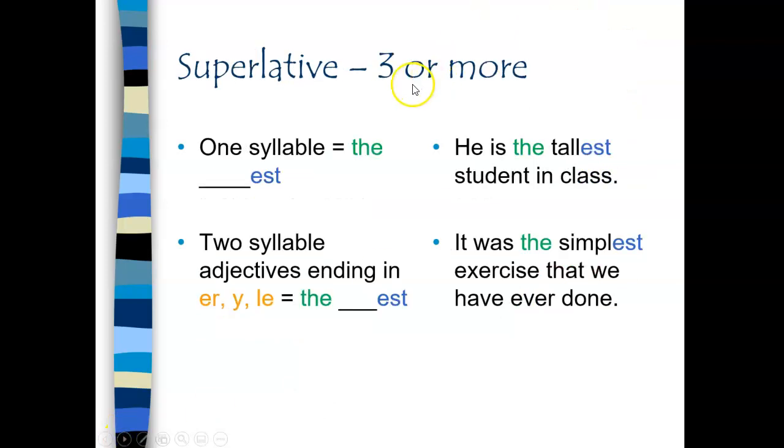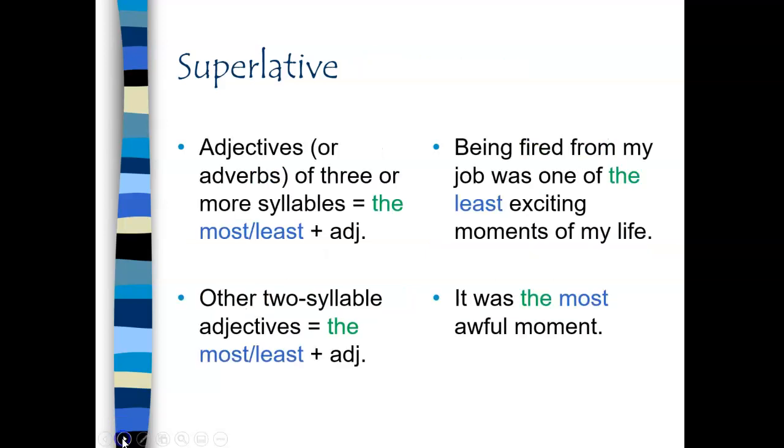For superlative, we are comparing three or more items. If your adjective is one syllable, we use "the" plus est. He is the tallest student in the class. If your adjective ends in er, y, or le, like we saw a few moments ago with comparatives, we use "the" plus est. It was the simplest exercise that we have ever done. So the word simple, I just add st: simplest.